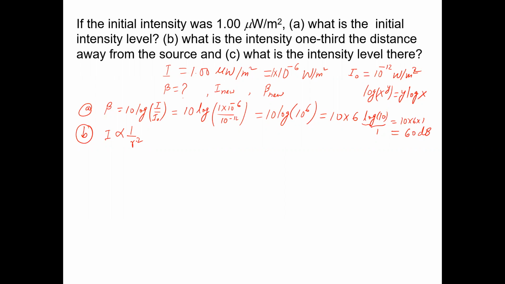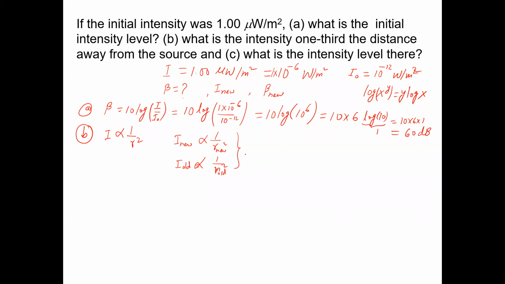So intensity will decrease. So it means if I do have I new, then that should be proportional to 1 divided by the new distance squared. And if I do have I old, then it should be proportional to 1 divided by R whole square.